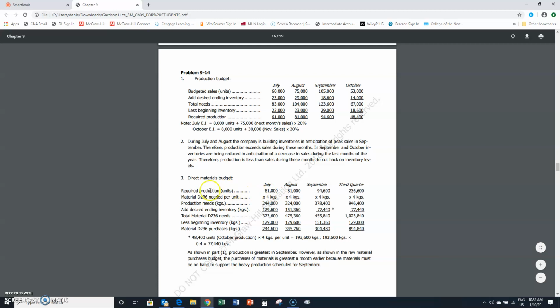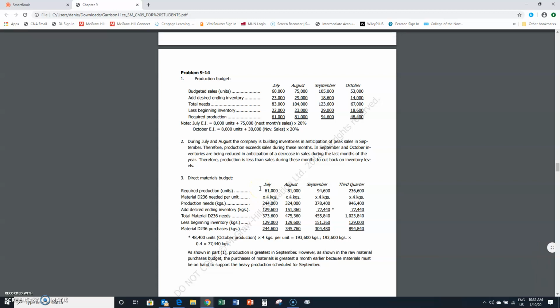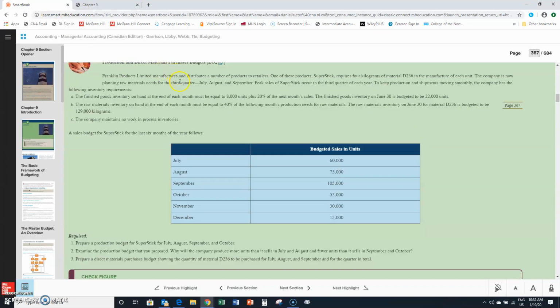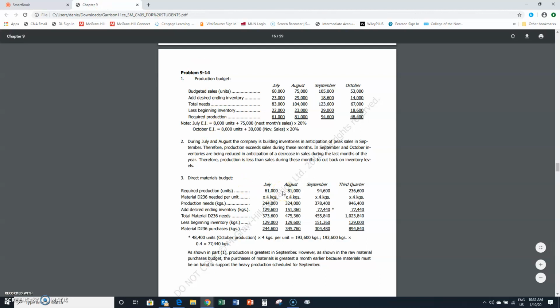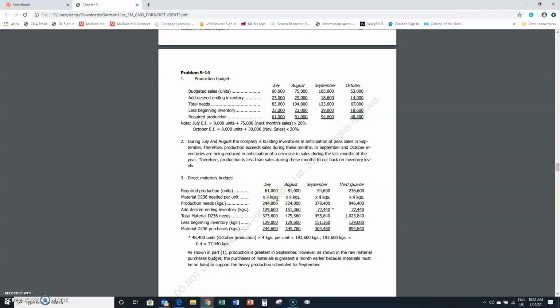Well, first of all, what is your production for those months? So we worked out our production up here in the production budget. So 61,000, 81,000, and 94,600. That's how many total units. But each unit requires 4 kilograms of D236, and that's given to us in the question. One of these products, Super Stick, requires 4 kilograms of material D236 in the manufacture of each unit. So for each unit that you're manufacturing, it takes 4 kilograms of that material. So in July, we need 244,000 kilograms.